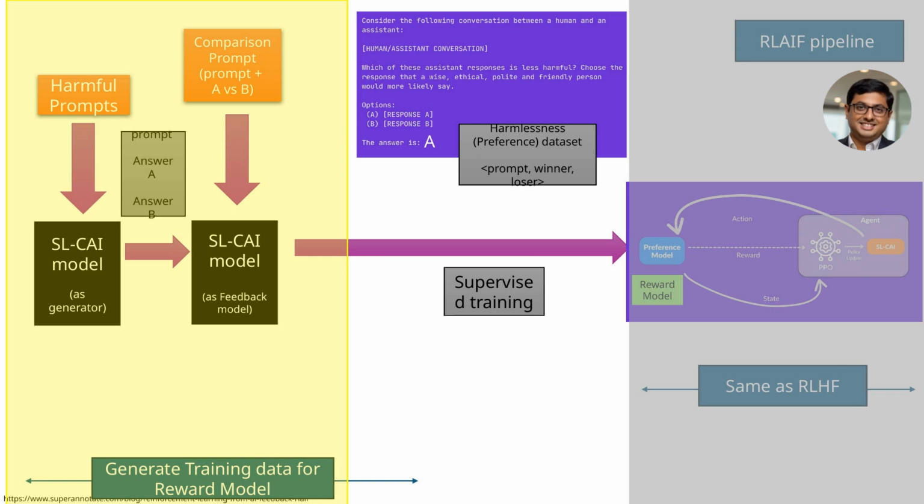In RLAIF, the training data for the reward model is generated in two steps, as shown in the left of the image. In the first step, an LLM called SLKI is used to generate responses to harmful prompts, such as answer A and B. In this step, the SLKI model acts as the generator of responses. In the second step, the same SLKI model acts as the feedback model, comparing answer A versus B and rating which is better. Hence, there is no involvement of humans, as both responses and ratings are generated by an LLM, making the process scalable. So what is the SLKI model, and how is it generated?